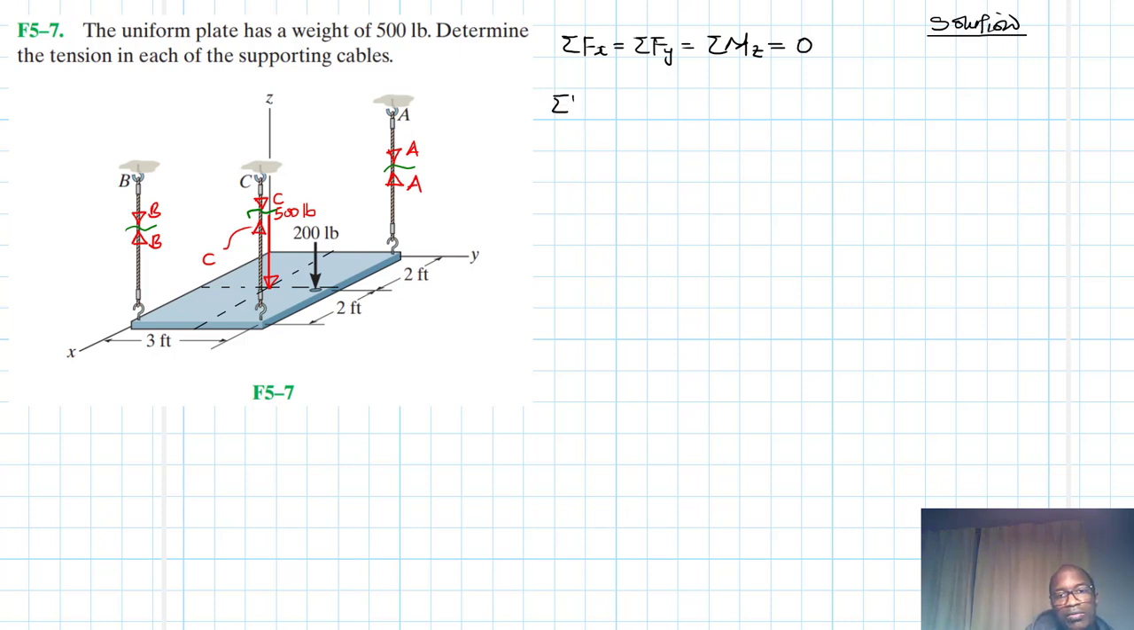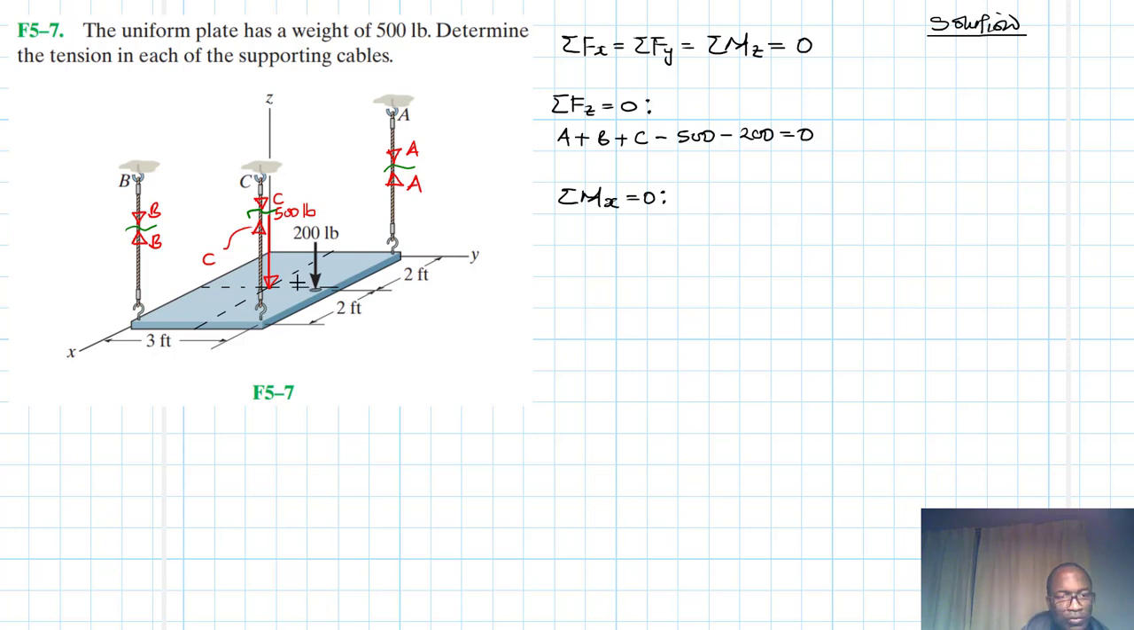We'll start with the summation of forces in the z-axis equal to 0. That is the first equation. So what do we have? We have A plus B plus C minus 500 minus 200 equal to 0. This is the first equation, okay? Then we have another equation, which is summation of moments about the x-axis equal to 0.